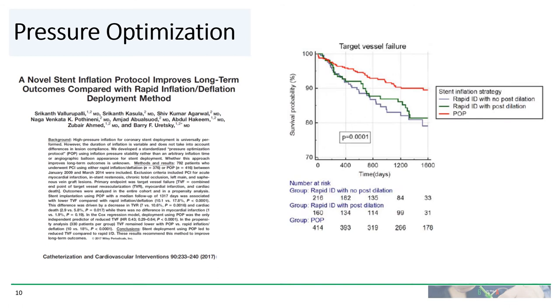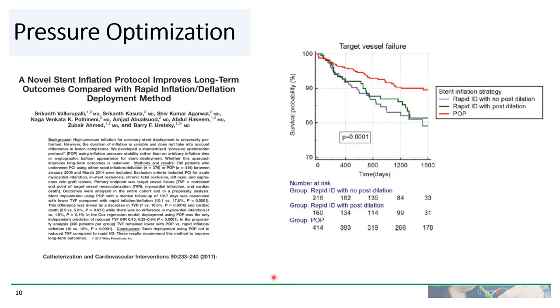The authors also looked at the effects of post-dilation. In this analysis, they compared rapid inflation-deflation with no post-dilation, rapid inflation-deflation with post-dilation, versus the pressure optimization protocol without post-dilation, and found that there really was no significant difference between post-dilation or no post-dilation in terms of target vessel failure, although with a trend, in this case, benefiting post-dilation. And compared to the pressure optimization protocol, they were both inferior, with a P of 0.0001.